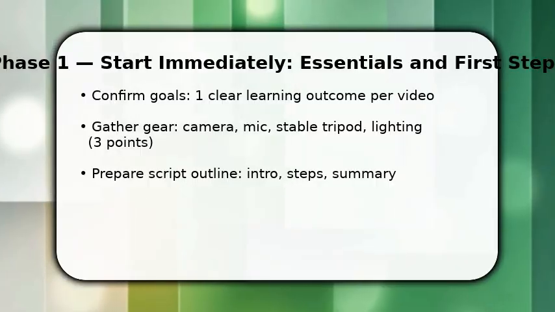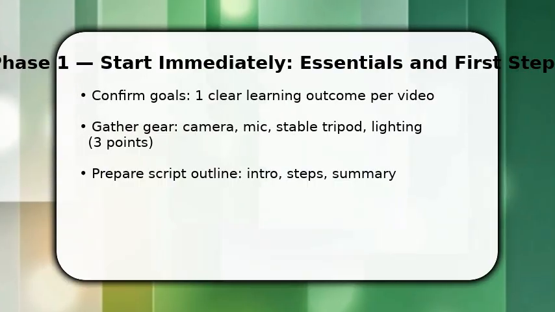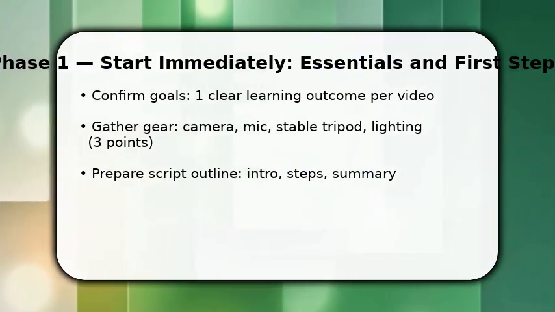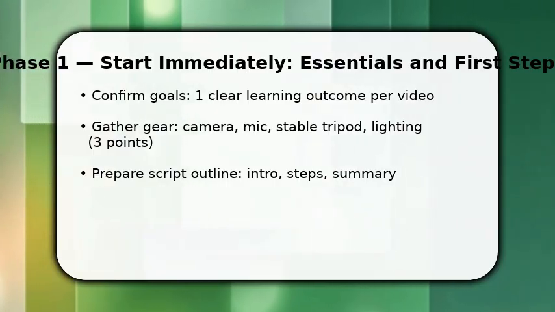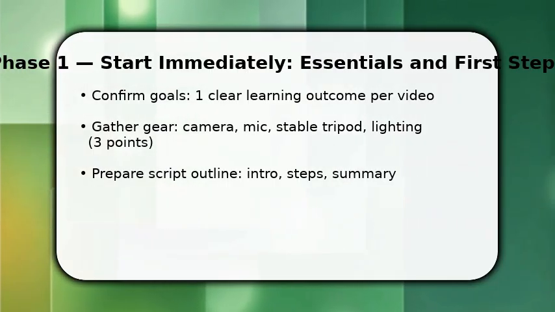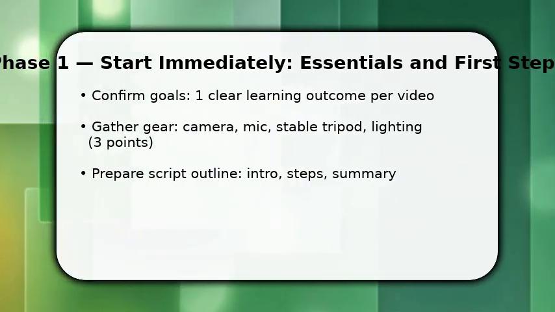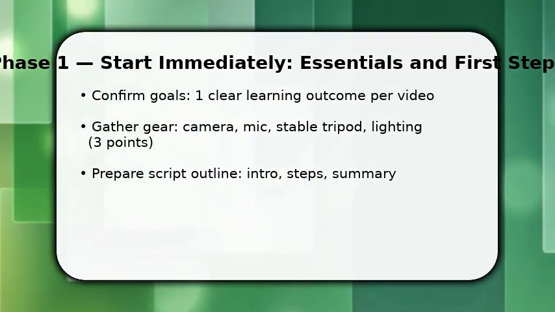You begin by locking the goal, one clear learning outcome, so every shot serves that purpose. Once done, set up minimal gear. Camera at eye level, cardioid mic close, soft light 45 degrees off axis. Make sure to stabilize the frame and remove distractions.